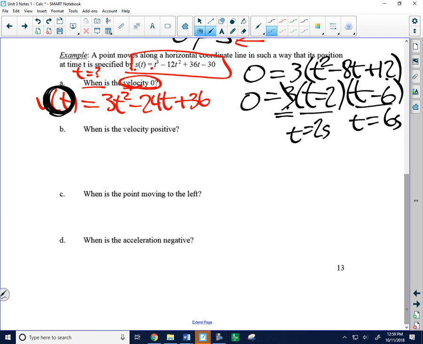When is the velocity positive? It's along the same lines as this one. They just want the same thing, right? But instead of it being 0, they want when that function, which we already factored and everything over there. I could have written that. I could have written this form.